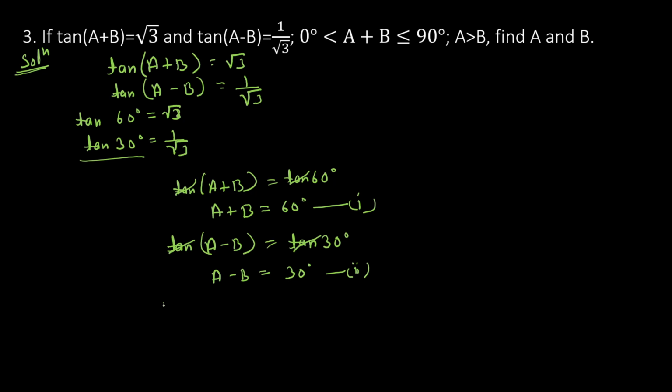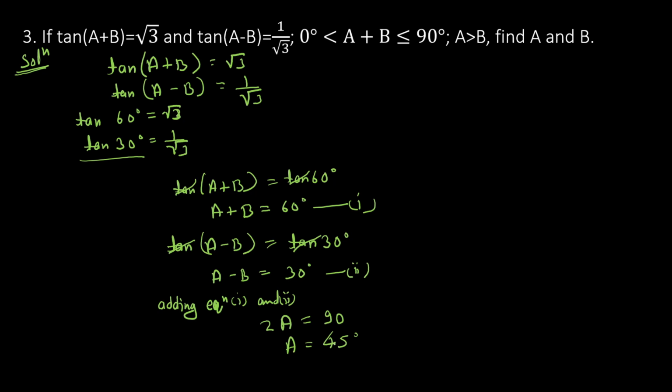We will add equation first and second. So what will come out? A plus A equal to 2A, and plus B and minus B cancelled out. So 60 plus 30 equal to 90. So A equal to 45 degree.